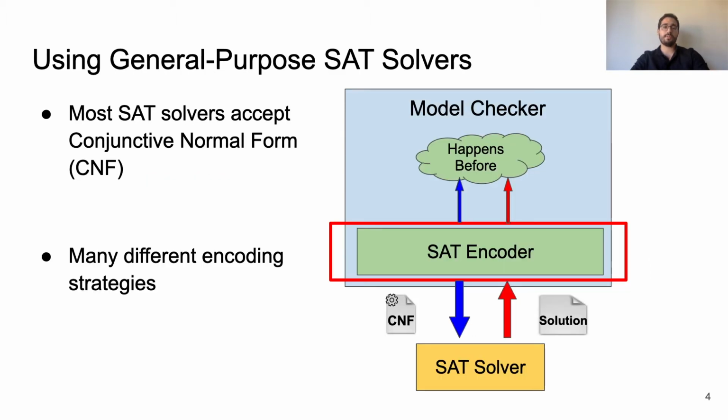To use most SAT solvers, the original problem has to be encoded as conjunctive normal form, or CNF, by the encoder component in the tool. After finding the solution, the encoder component needs to translate it back to the original problem domain. The process of encoding is not straightforward, and there are many different encoding strategies that the encoder component can use, but not all of them yield good performance.